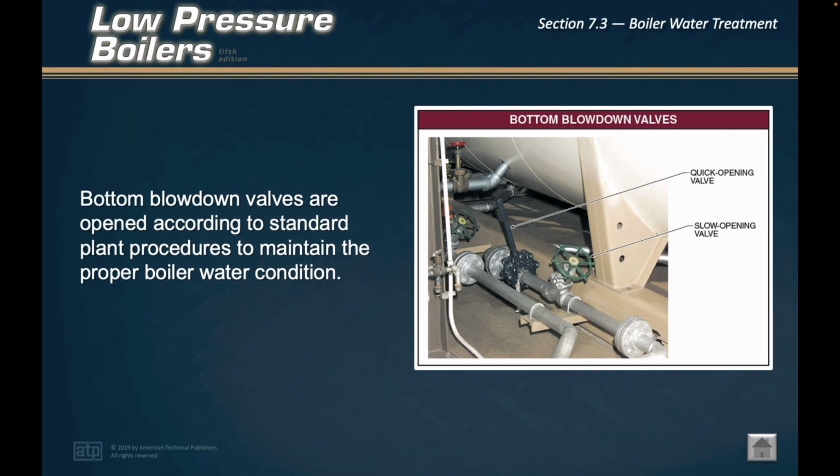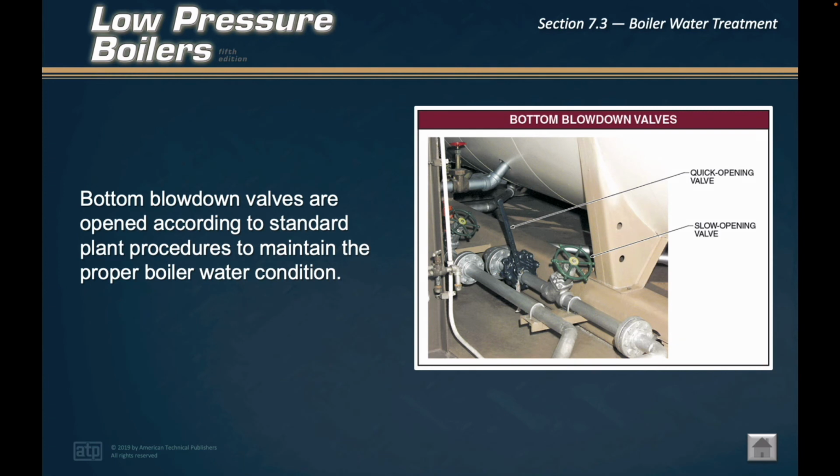The valve located closest to the boiler is usually a quick opening valve. This is opened first. The slow opening valve located farthest away from the boiler is opened last. After the bottom blowdown is complete, the valves are closed in the reverse order. The slow opening valve, located farthest away from the boiler, is closed first. The valve located closest to the boiler is closed last.